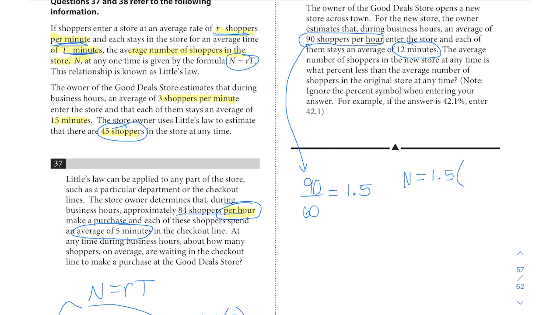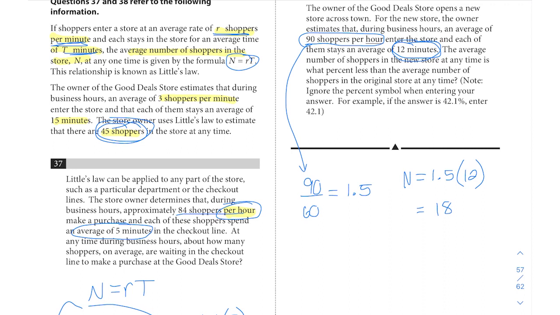And we're going to use the same formula, n equals RT. So that would be 1.5 shoppers per minute times that value that they gave us here, 12 minutes. That's how long they're staying in the store, and when we multiply that out, we get a total of 18 shoppers in the store at a given time, and they want to know percentage-wise what that indicates as it relates to this 45 shopper number for the original store.